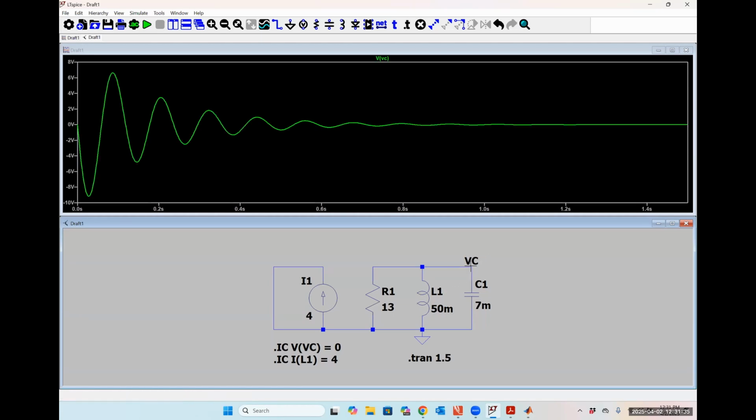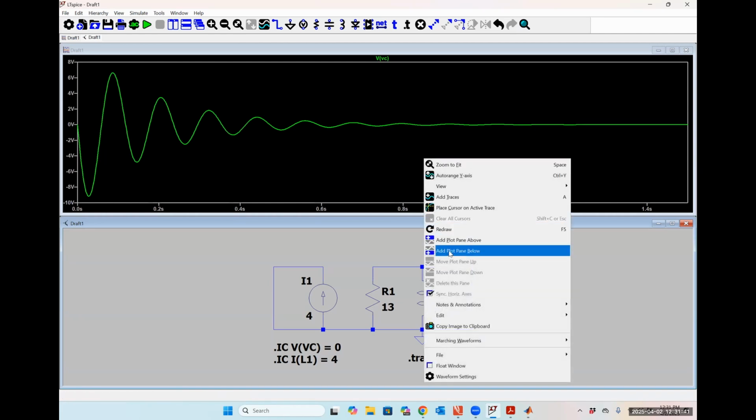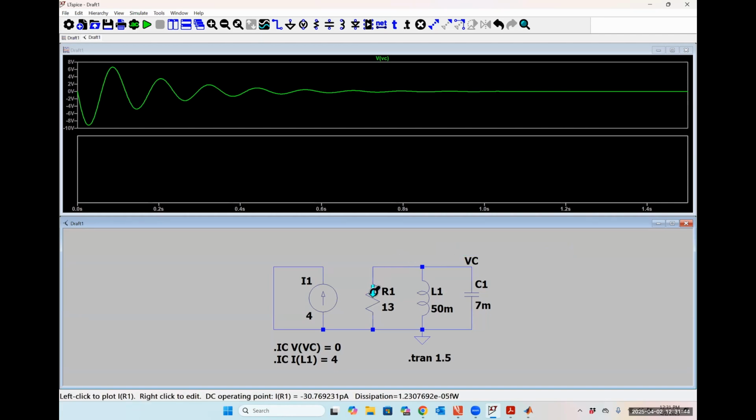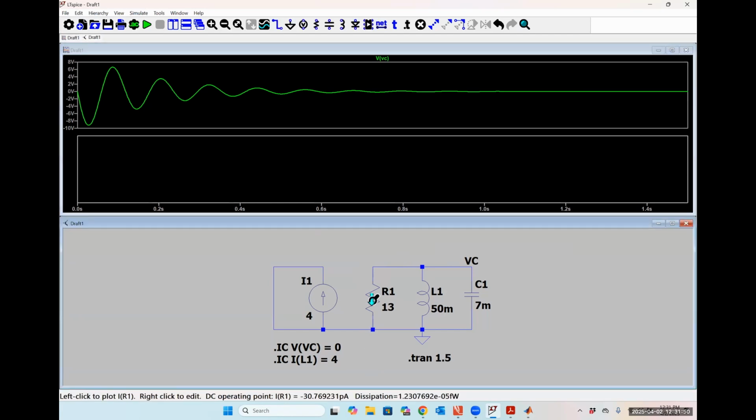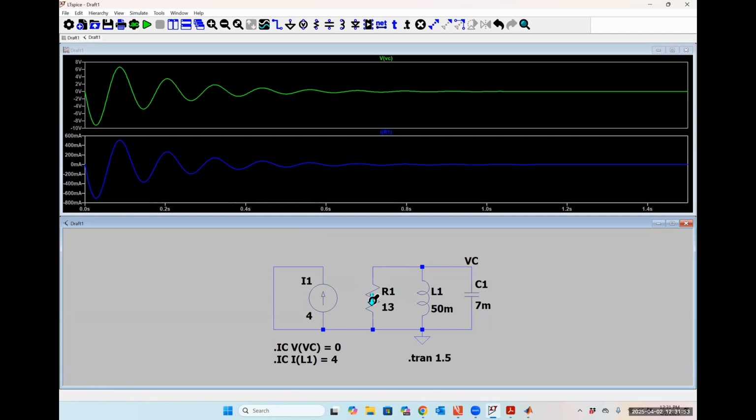If I plot the voltage drop across my capacitor, we get this function. I'm going to add a second plot pane below, and use that one to plot the current flowing down through my resistor, because that was the other thing we were interested in. Underdamped means oscillations, which is exactly what we saw. Overdamped, we would just have an exponential decay. So these are definitely representative of an underdamped system, because we see that exponentially decaying sinusoidal oscillation.